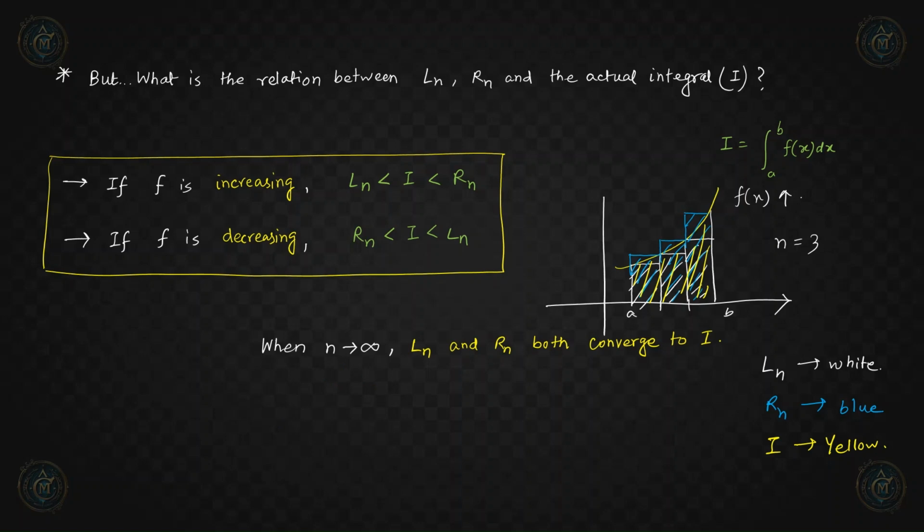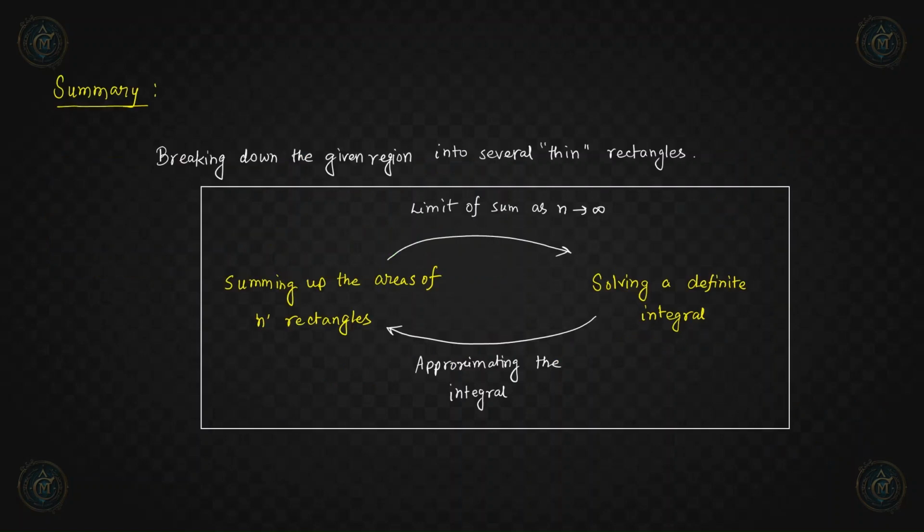Okay, h is the width of each rectangle and h is tending to 0, or we can say n is tending to infinity. Then we say that Ln and Rn both converge to this value of the integral. So what is the summary of all the things that we discussed till now?